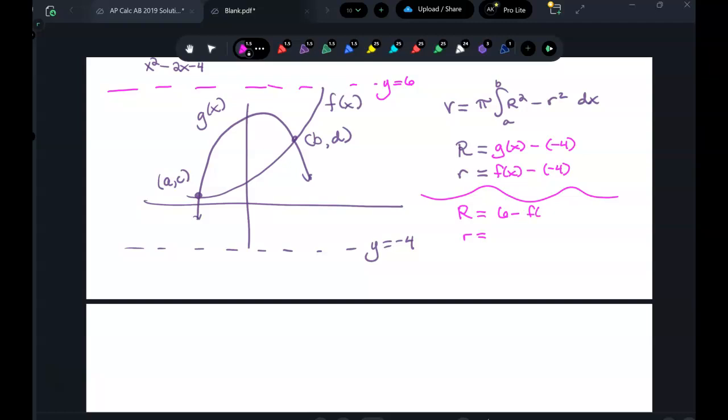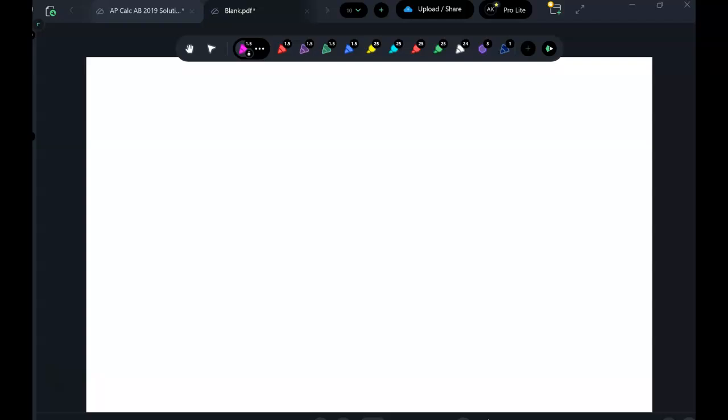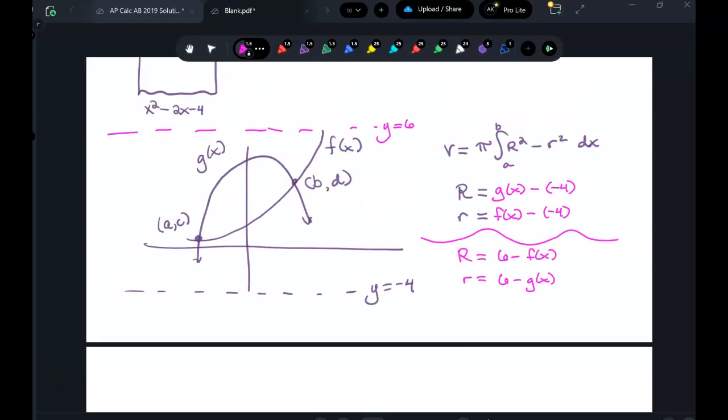I know this because I've been traumatized by these lines. Wait, why is big R f of x? Why is f of x big R? Because it's the farther one from this line. This is f of x.